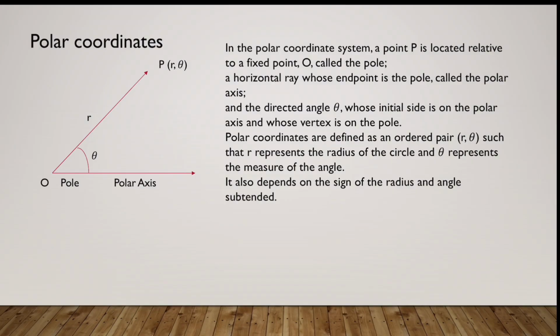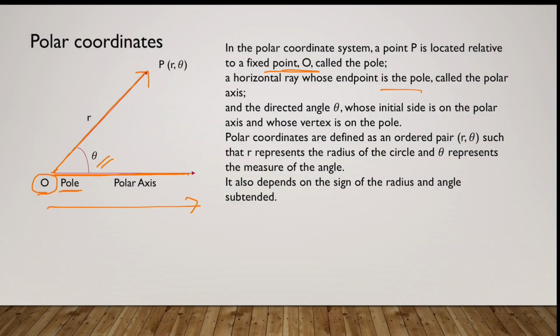Now, in the polar coordinate system, a point P is located relative to a fixed point O. So the fixed point O that we have here is called the pole, and we have a horizontal ray whose endpoint is the pole, as I said, and it is known as the polar axis. The horizontal line that we have is called the polar axis. And we have a directed angle called theta, whose initial side is over here, which means it has a common vertex, and it is a ray which originates from that vertex.